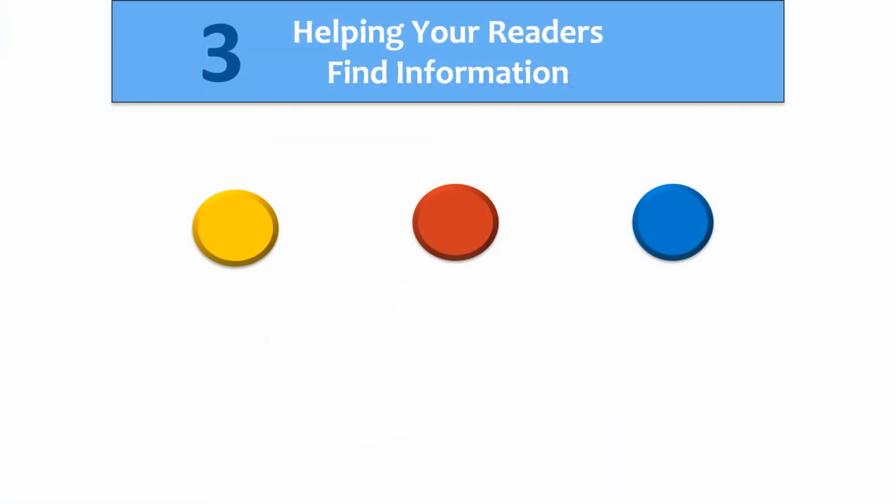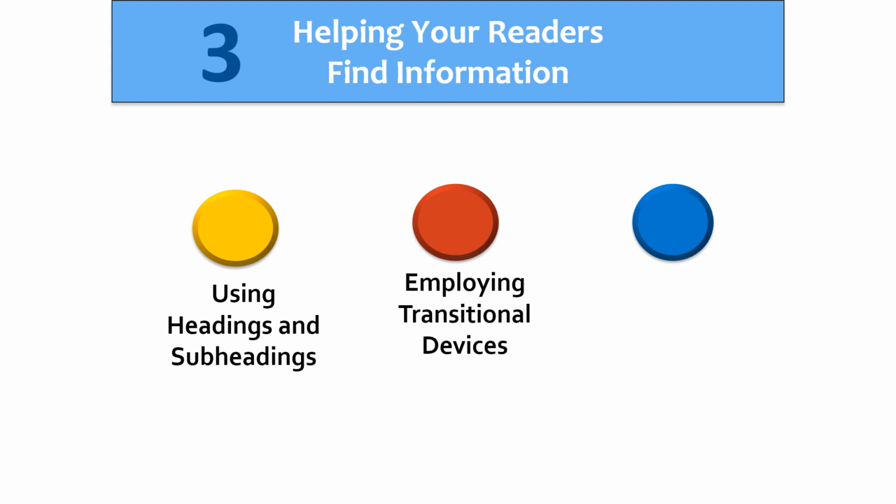So in this particular slide, I'll be talking about helping your readers find information. There are three focuses here. The first one is using headings and subheadings. The second, employing transitional devices, and the last one is providing previews and reviews. Now, in the first one, using headings and subheadings, we have actually gone through this in the previous chapter.